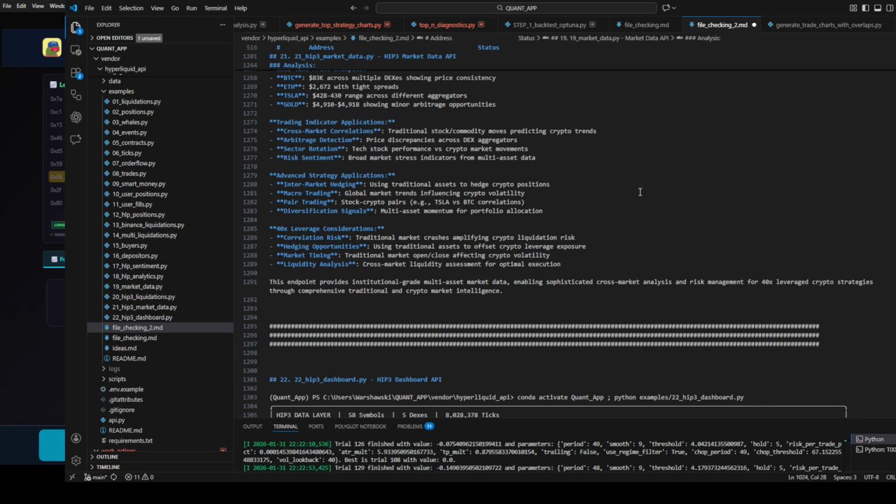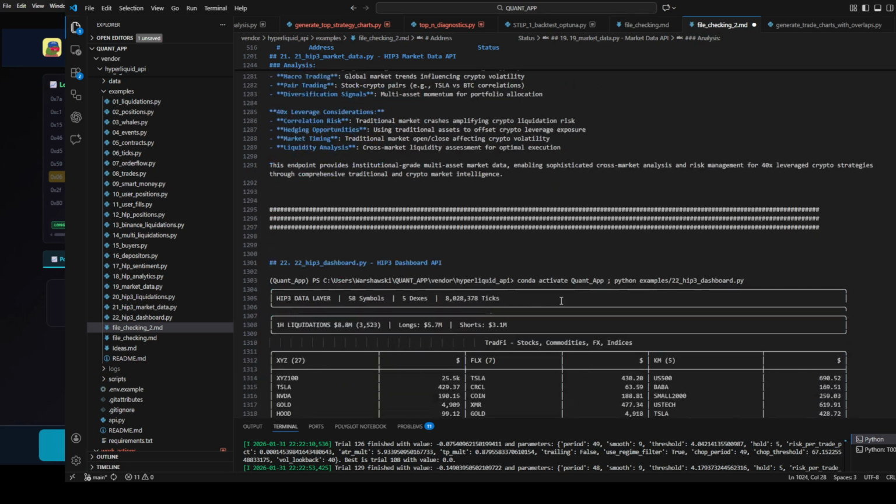liquidity analysis, cross-market liquidity assessment for optimal execution. This endpoint provides institutional-grade multi-asset market data, enabling sophisticated cross-market analysis and risk management for 40x leveraged crypto strategies through comprehensive traditional and crypto market intelligence.